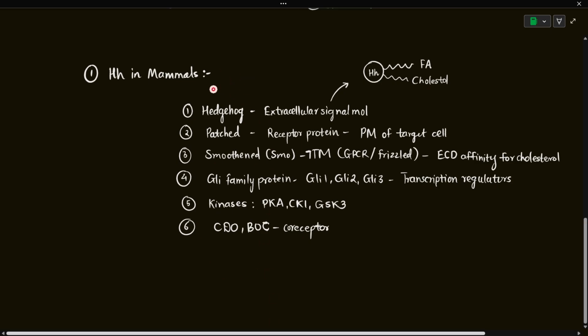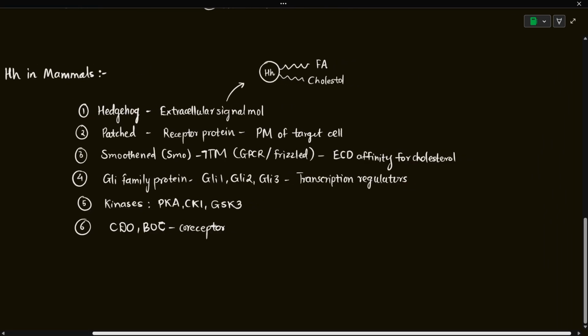So all of those molecules, all of those proteins, they are found in mammals, but they have some job, right? And that job could be done by the same protein in the Drosophila or it could be done by different proteins. So I will be listing down all of those proteins that are present in both mammals as well as Drosophila. So these are the requirements of the different types of proteins in the mammals for the hedgehog signaling.